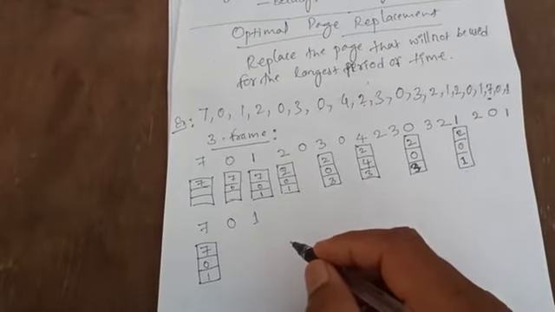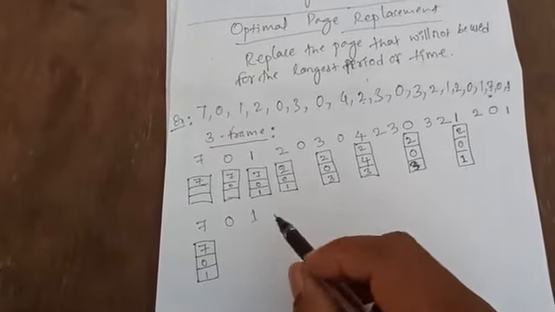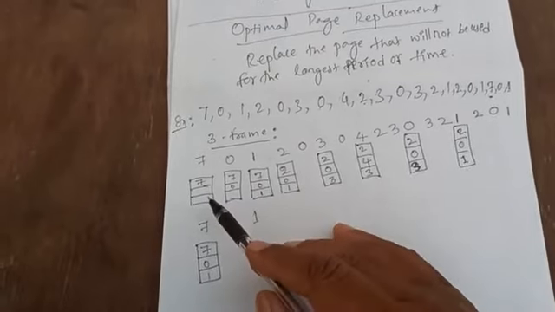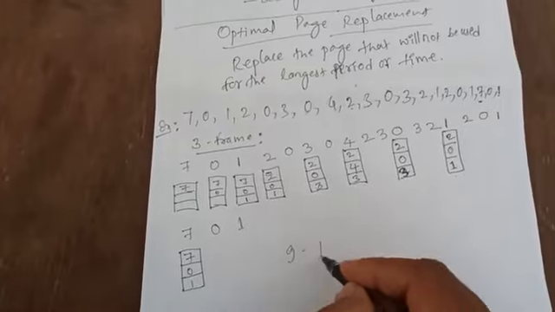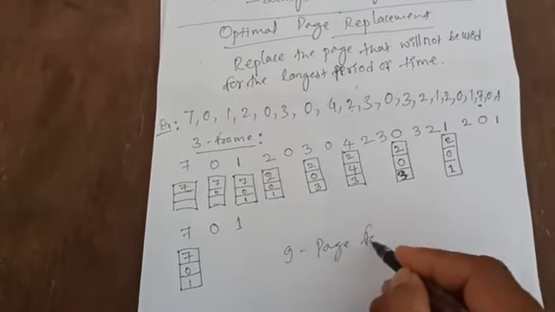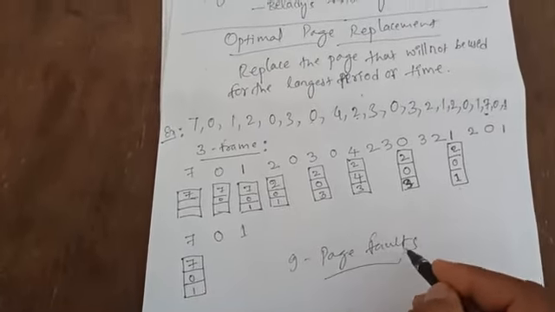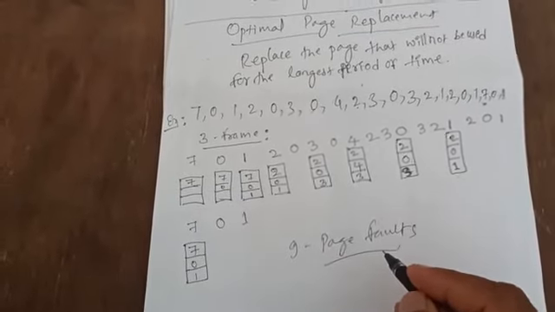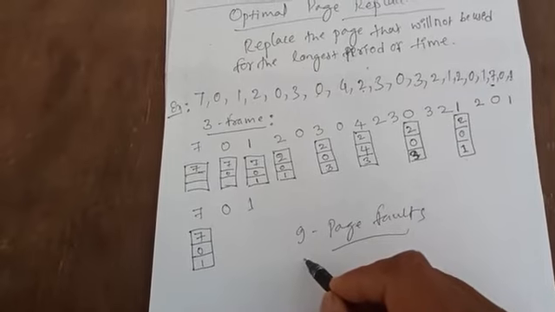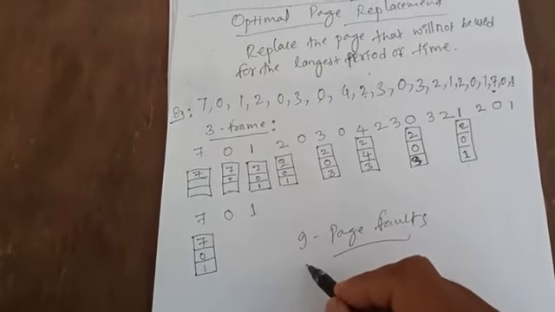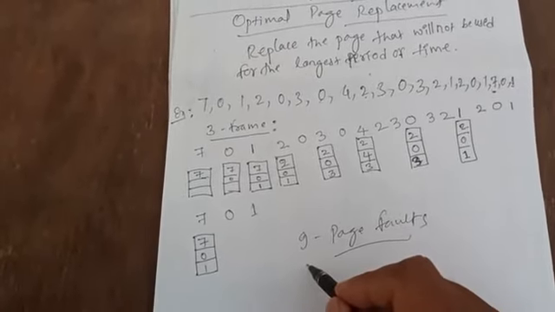Which page replacement algorithm is this? The optimal page replacement algorithm. The number of page faults: 1, 2, 3, 4, 5, 6, 7, 8, 9. 9 page faults are raised here. Compared to the previous one, in the first algorithm with the same reference string there were 15 page faults, and here there are 9 page faults. Compared to that, optimal page replacement is efficient and flexible.